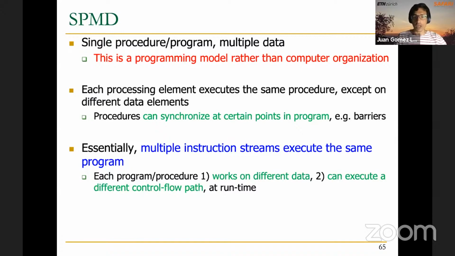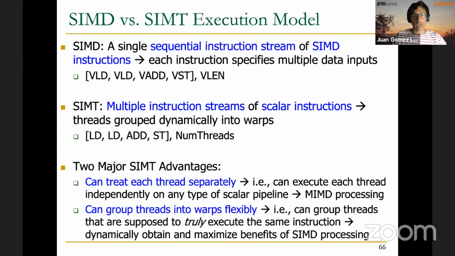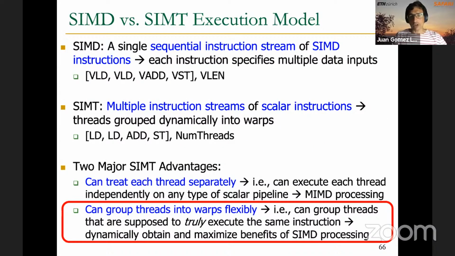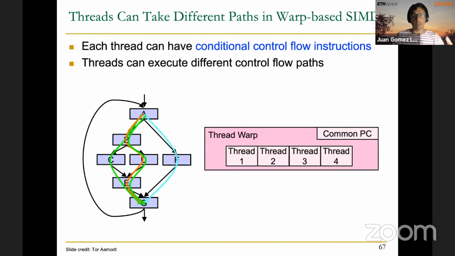Each of these threads, or each of these procedures in the same program, operate on different pieces of data, and they can also execute different control flow paths. And as we are going to see next, it's much easier to deal with this control flow path divergence in GPUs than in SIMD processors. And this was the second advantage of the SIMD execution model. Recall, we already discussed this in the beginning of the lecture. We need to have a way of executing conditional operations in SIMD processors, and we had to deal with the mask, right? And something very similar may happen in a GPU program as well.